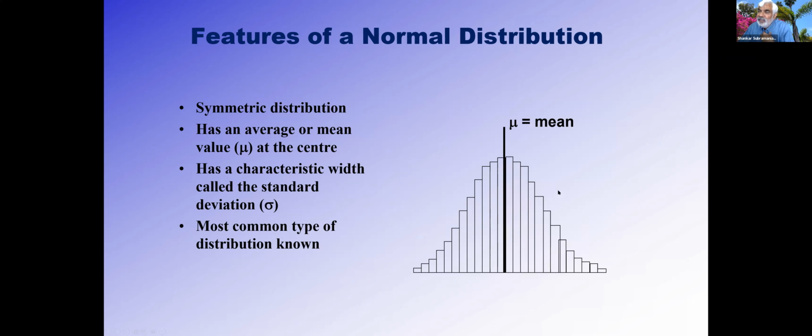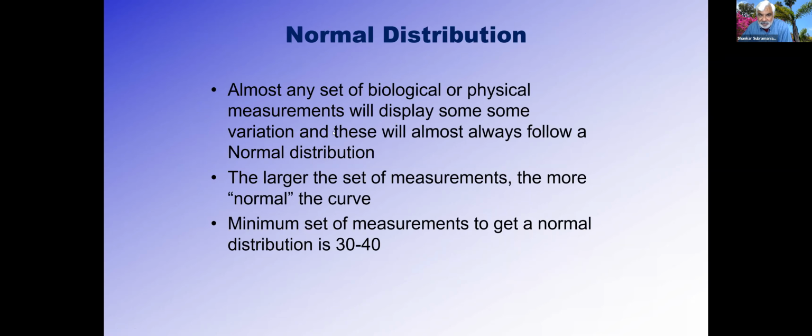I can look at the distribution of the values. And we always think, ideally, that the distribution should be kind of normal, or it has an average mean, which is kind of symmetric, and then it'll have a width, and the width is often defined by the standard deviation. And this is what we call a distribution. And we often think about distributions. Almost any set of biological measurements will display some variation, and they will follow a normal distribution.